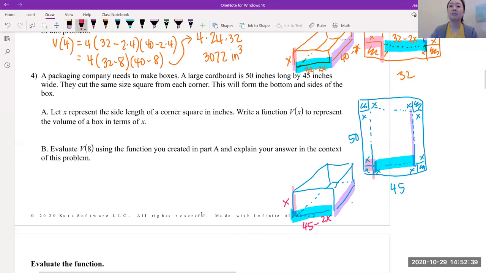So that is going to be 50 minus 2x, right? Because we're just taking 2 x's from each side, or 1 x from each side. Okay, so then the volume again is going to be x times 45 minus 2x times 50 minus 2x.